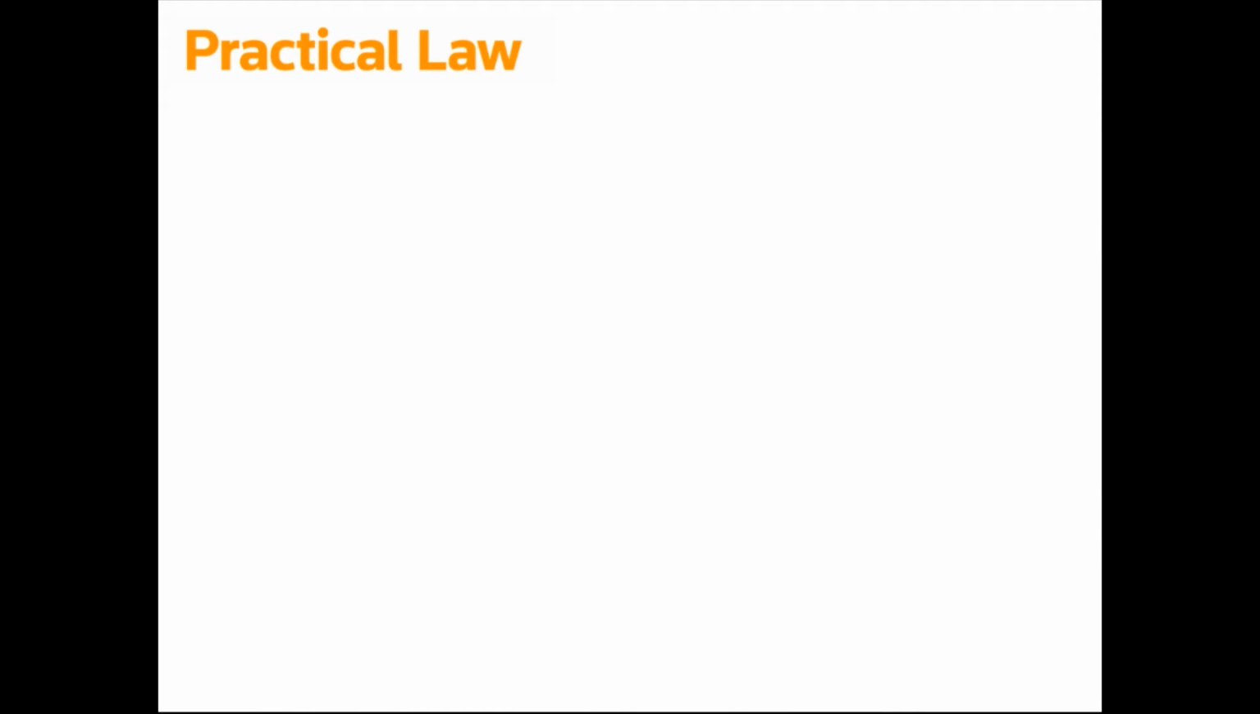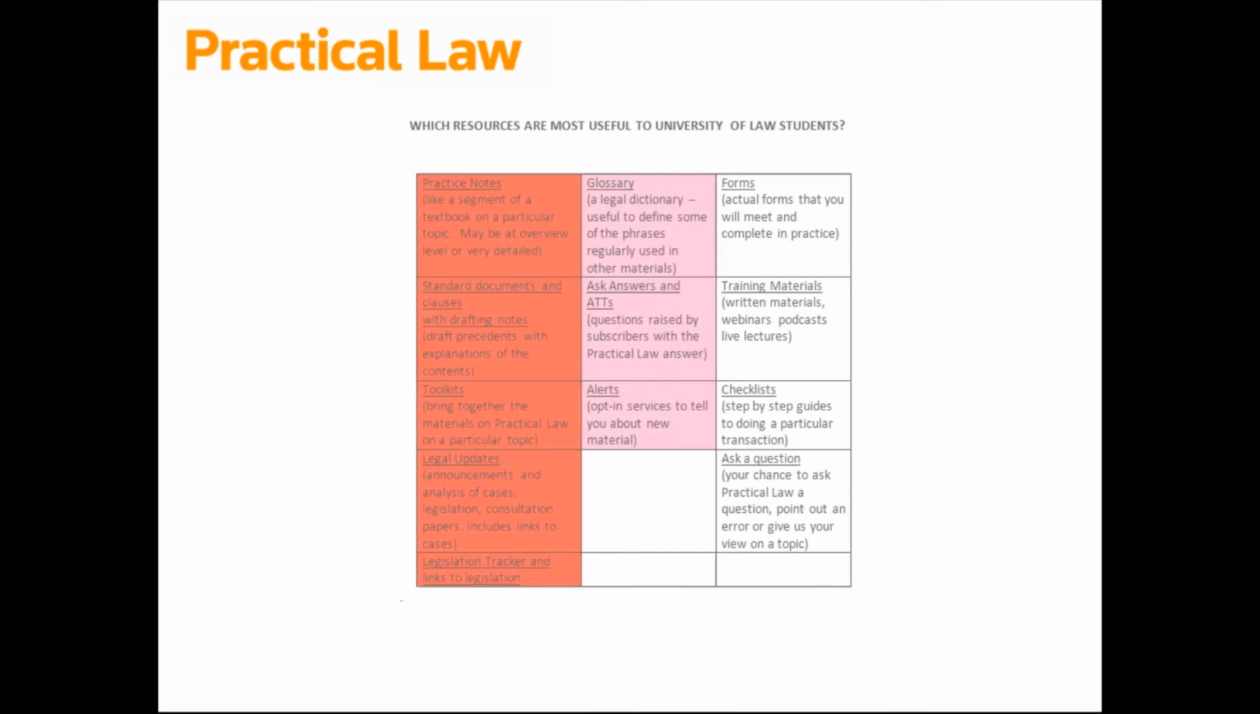Now, it's important to remember that as the material on Practical Law is written for practicing lawyers, some of it is really too detailed for students. So on this table, the resources coloured red are the ones I think are most useful to you as students. Those in pink will sometimes be useful, and I'll explain when, and the white ones I think you should probably save up until you're in practice. And within the red column, as a very bald guide, practice notes and legal updates will be the best place to start. So I'll just run through each of the red ones so you know how they fit into the other resources that you have here to use at the University of Law.